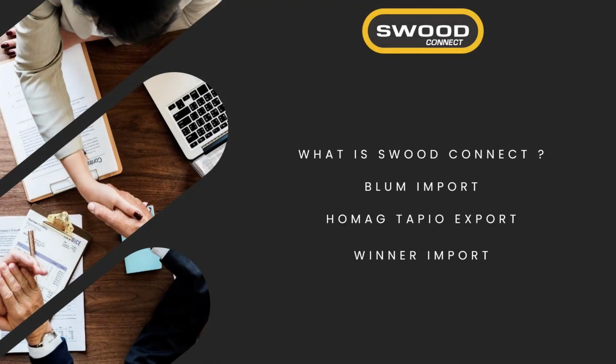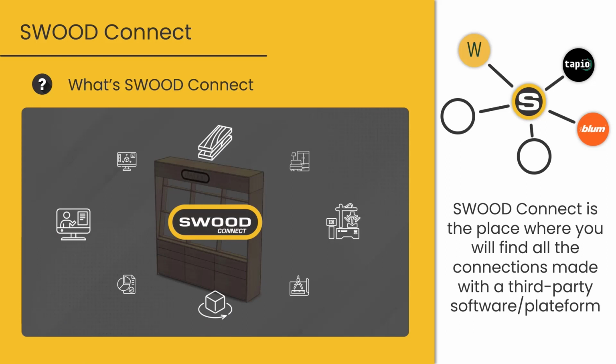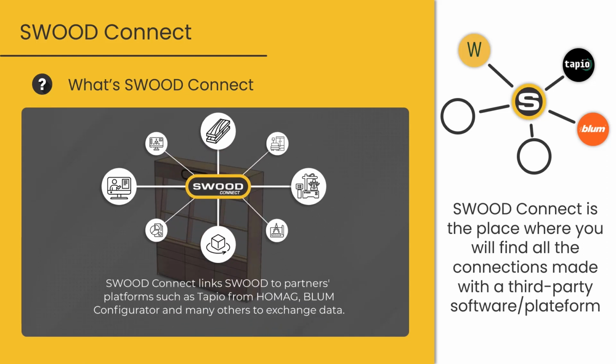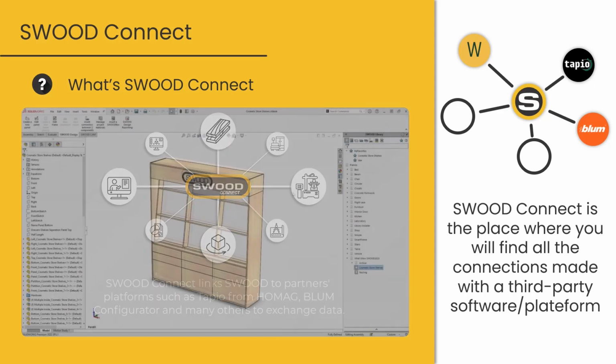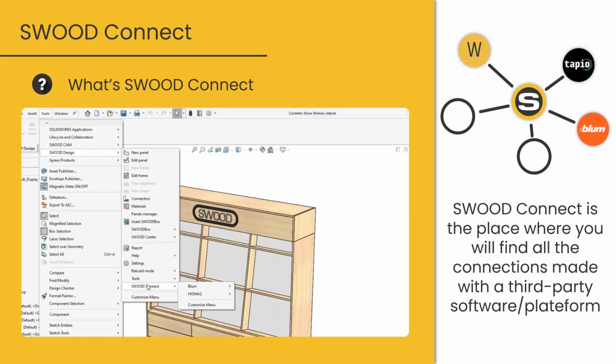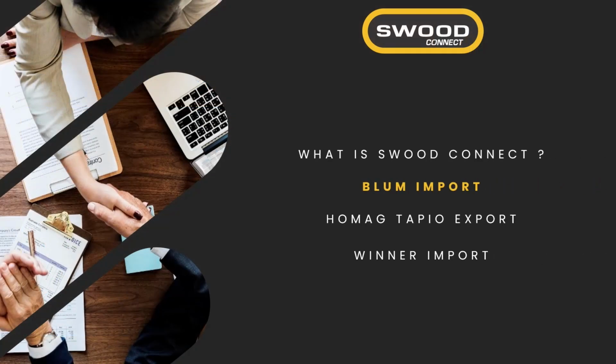Another additional tool that we developed is SWOOD Connect. So, what is SWOOD Connect and its features? SWOOD Connect is a tool that manages connections established with third-party software and platforms. Its primary objective is to facilitate the creation of links between woodworking software, SOLIDWORKS, and the broader SWOOD ecosystem. We already developed modules to exchange data with Bloom, OMAG, and Winner.